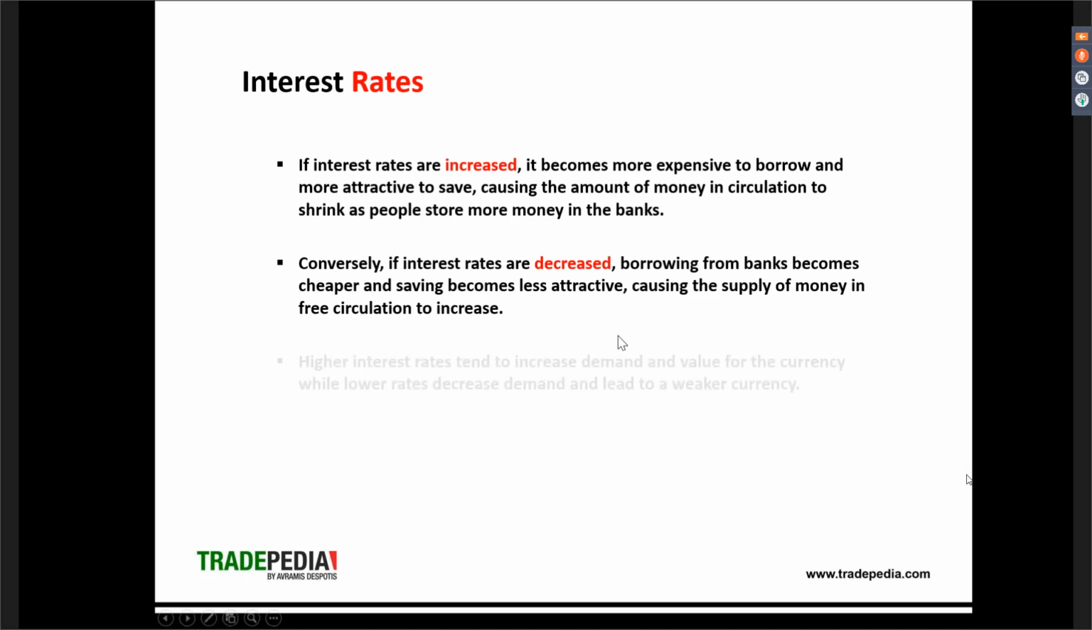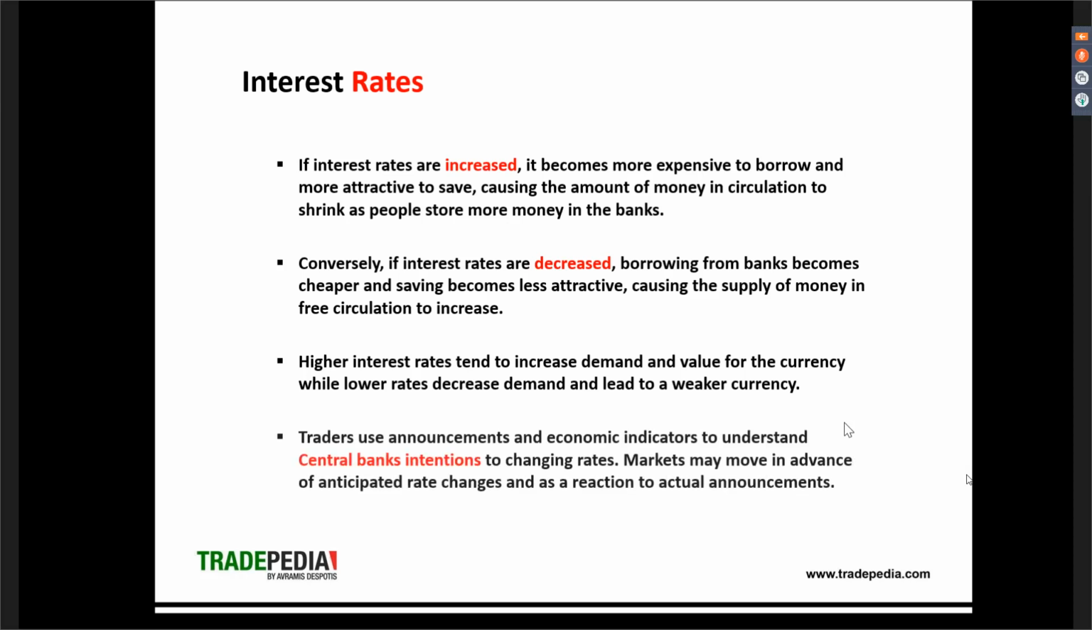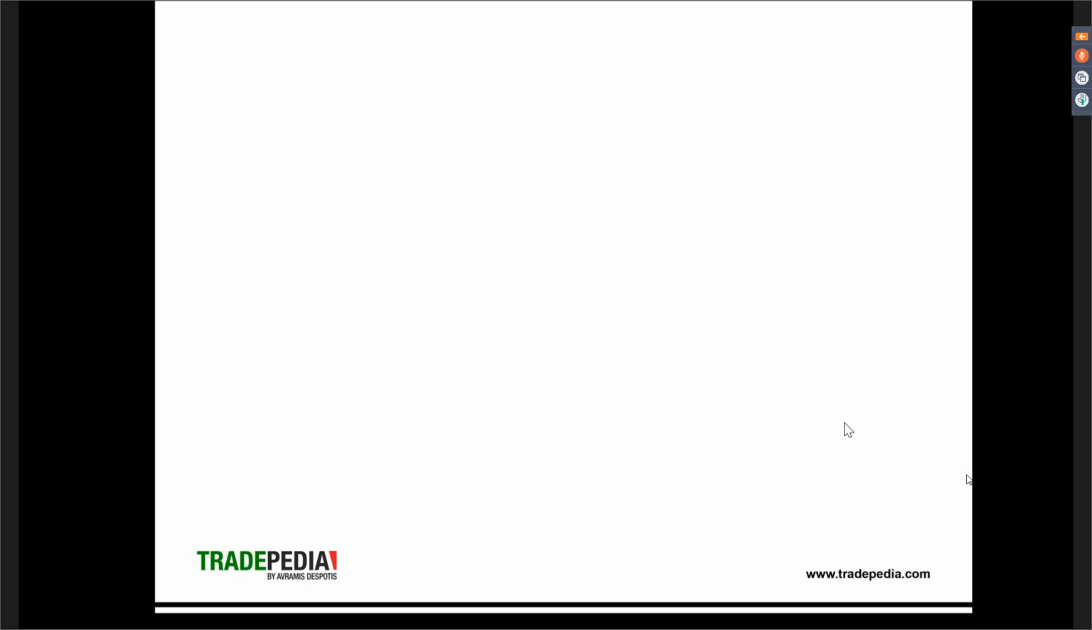Now, higher interest rates tend to increase demand and value for the currency, while lower rates decrease demand and lead to a weaker currency. Traders use announcements and economic indicators to understand a central bank's intentions to change rates. Markets may move in advance of anticipated rate changes and also as a reaction to actual announcements.